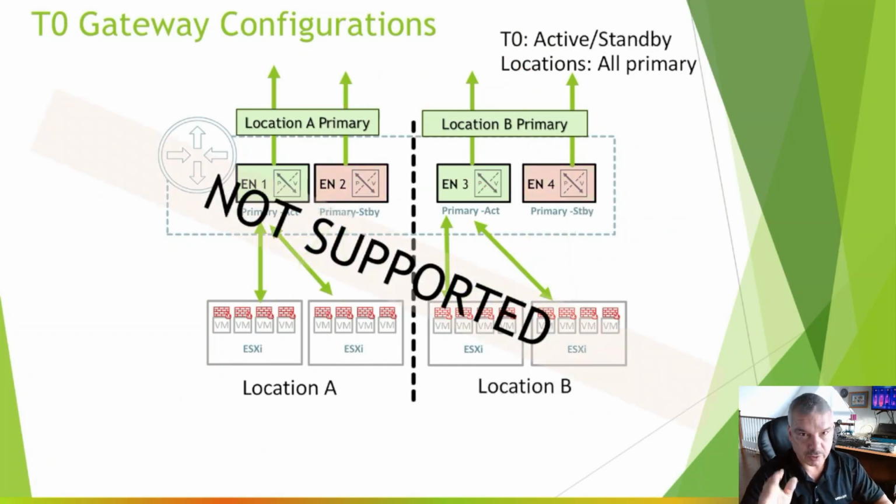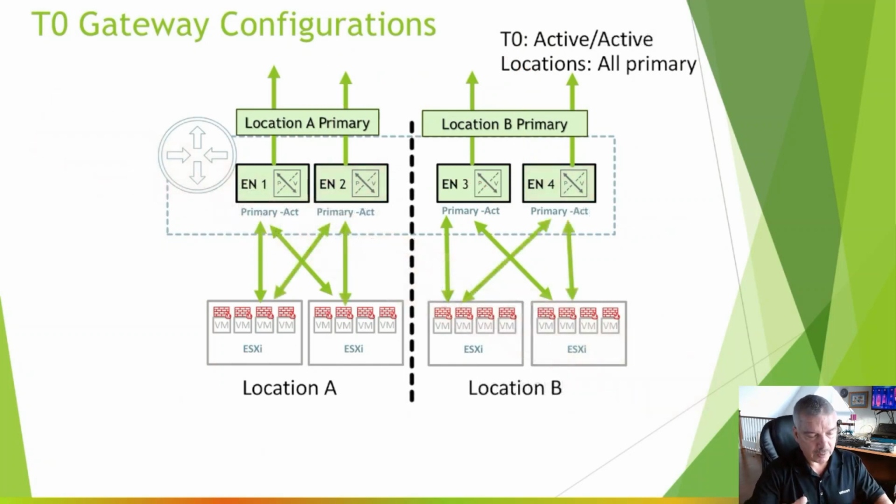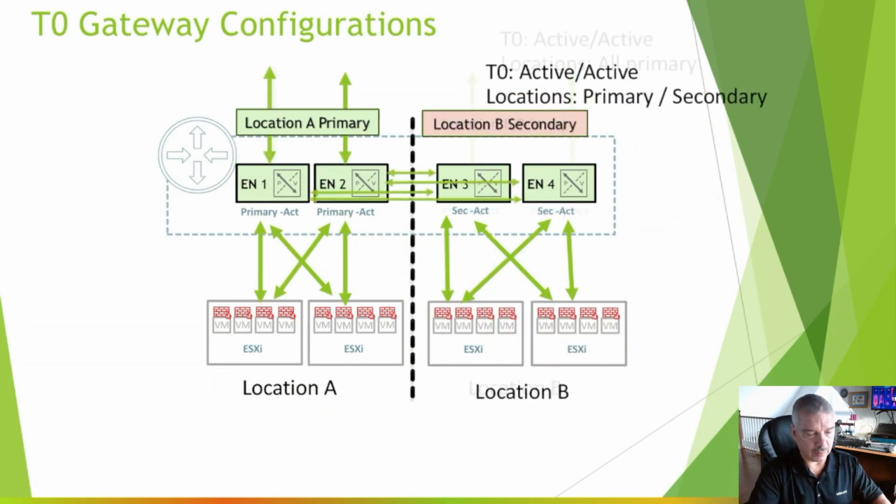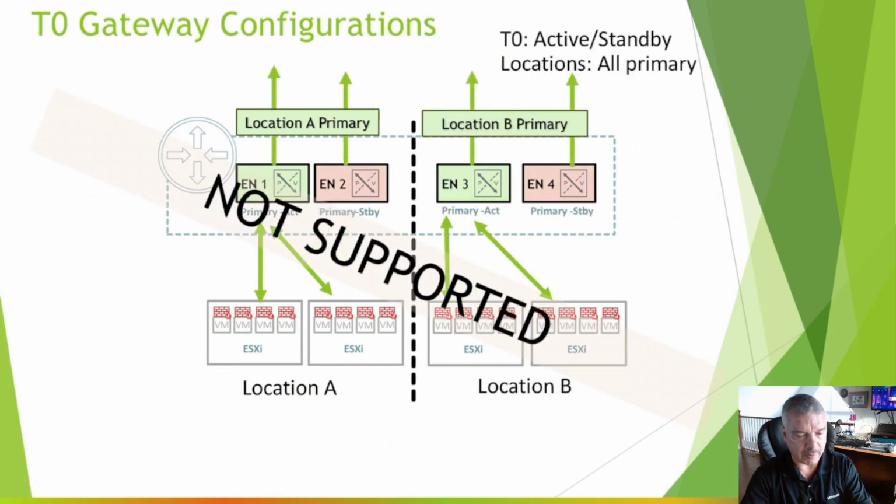Now, in this one, I decided to throw this one here as well. This one is, we still have all locations as primary, but our gateway is running active standby, okay? So still local egress, but only active standby. This is not supported. I just wanted to put that out there. It's not a supported configuration. Whether it works or not is one thing, okay?